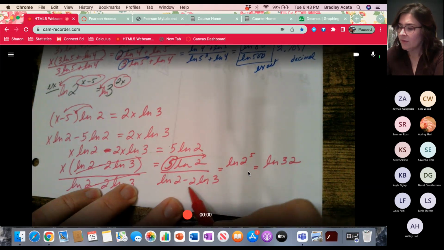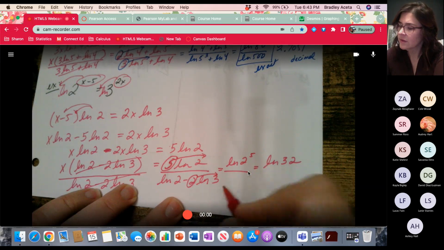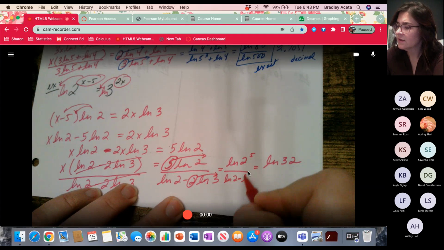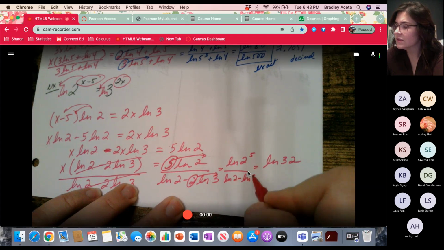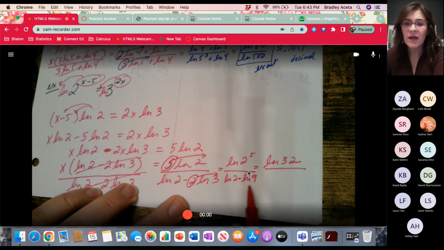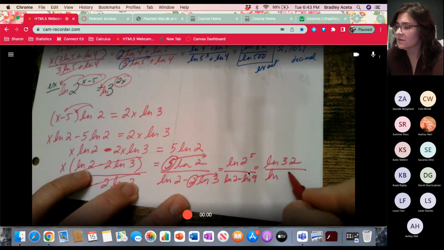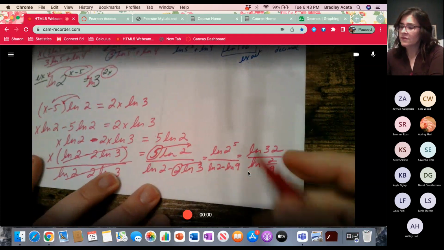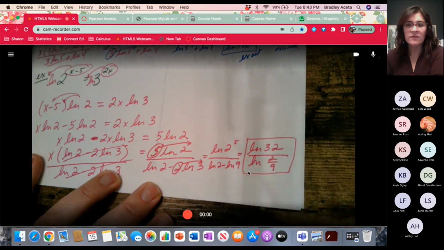And then I'm going to do this power first. So this is the ln of 2 minus the ln of 3 squared, which is 9. And when you subtract, you actually divide those two numbers to condense it. So this is the ln of 2/9. And so that would be the exact.